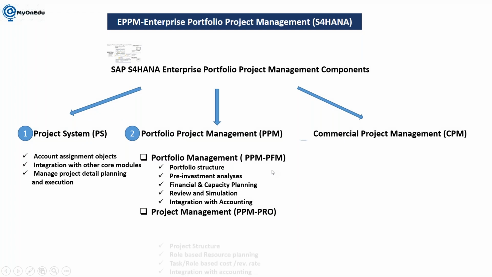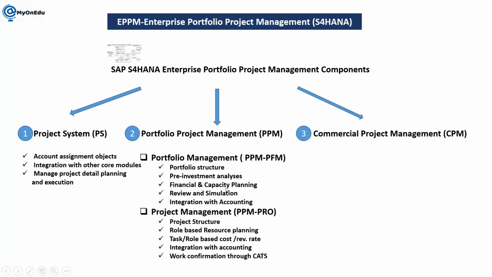Here project management helps us manage the project in the form of project structure and role-based resource planning. We have tasks, role-based cost and revenue rates, integration with the accounting system, and work confirmation through CATS. So what major functionality is it giving?